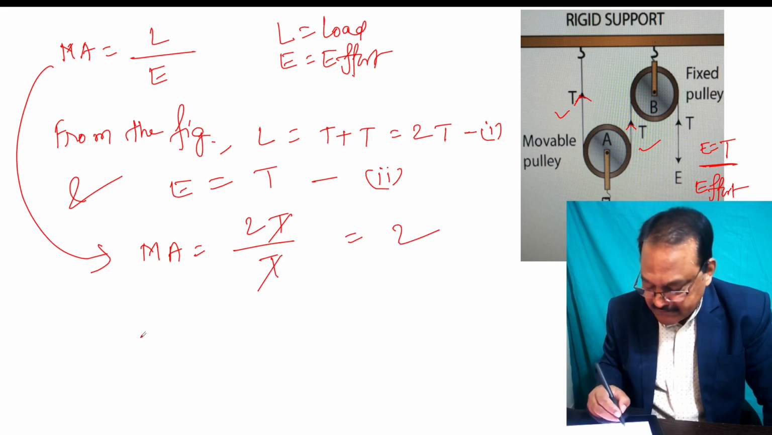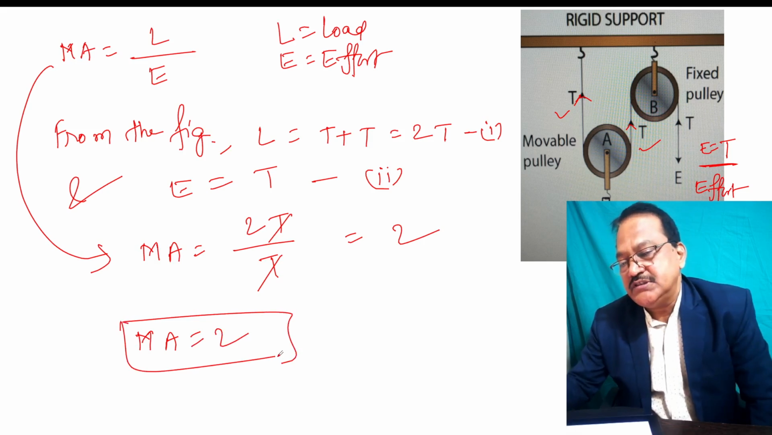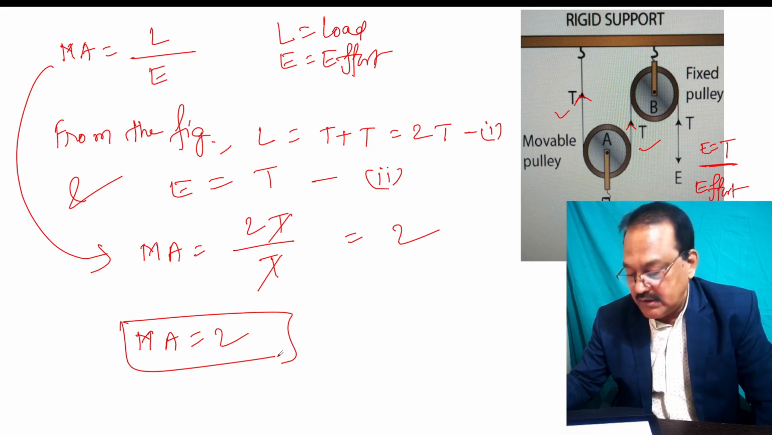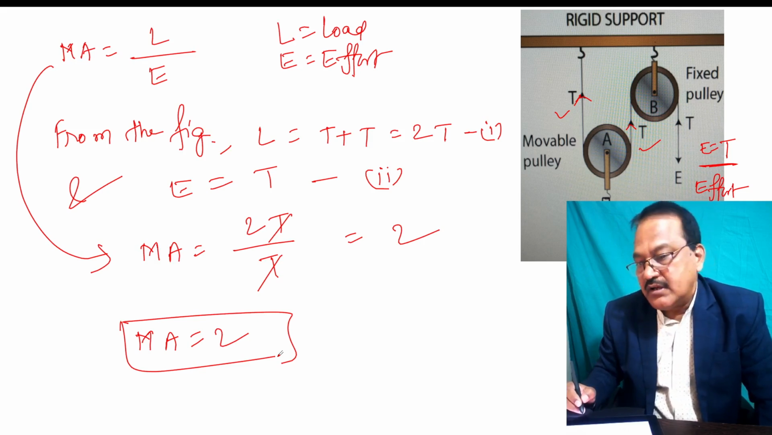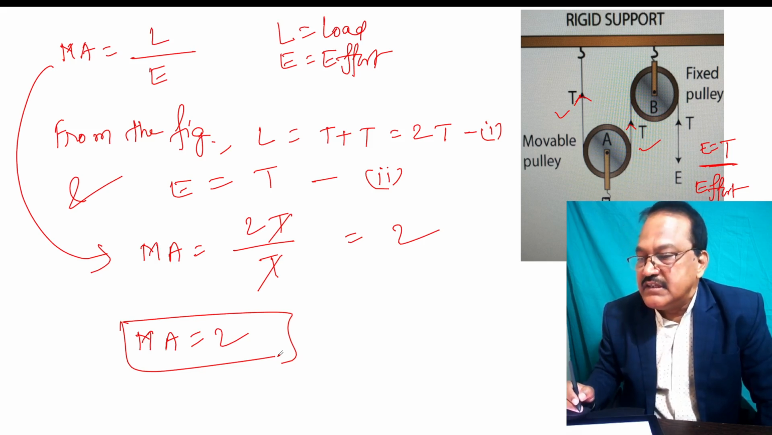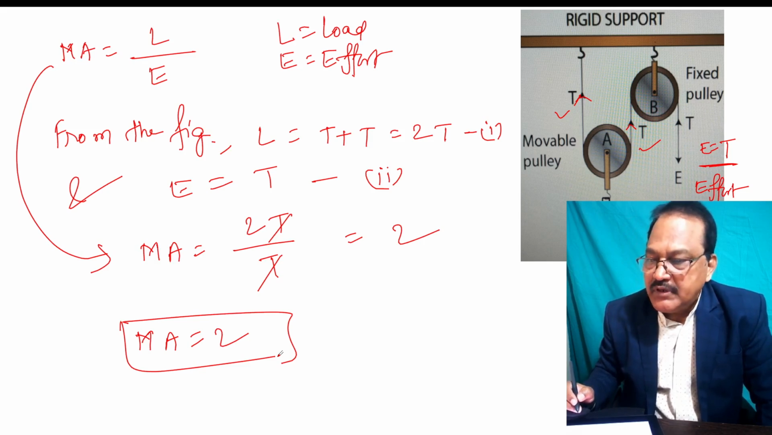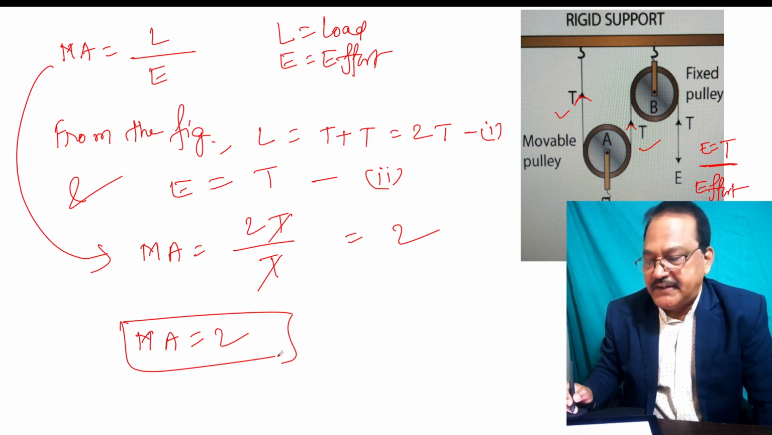So we can write here the mechanical advantage of this combination of pulleys, that is one movable pulley and one fixed pulley, will be equal to 2. What is the conclusion? It is concluded here that half the effort is required to lift or shift double the load in quantity.